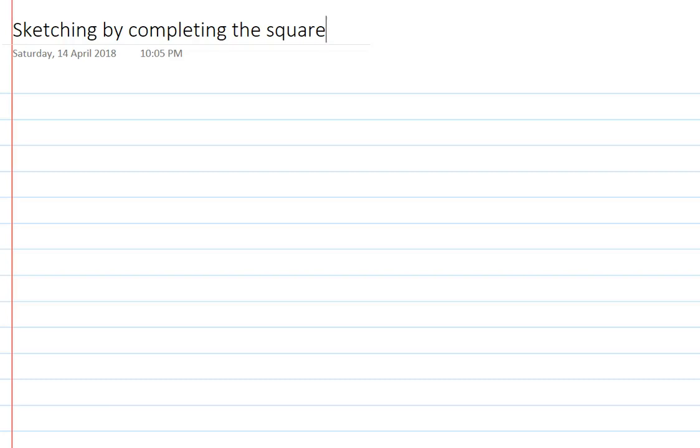In this video we are going to be sketching quadratics by completing the square. Now in order to do this you might want to watch my video on how to complete the square first, just to get an idea of how this is going to work. So I'm going to just run straight into an example.